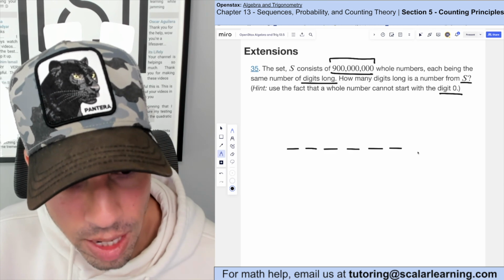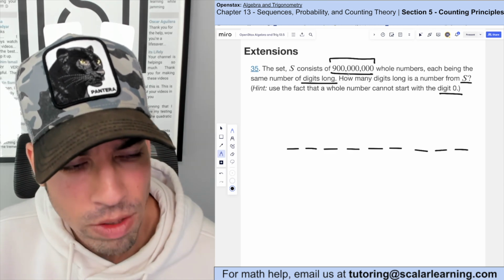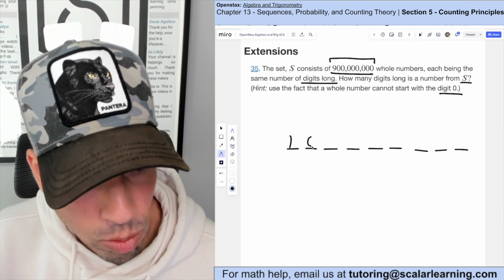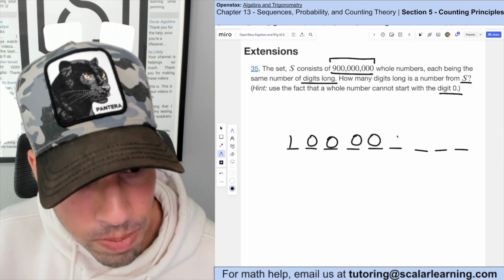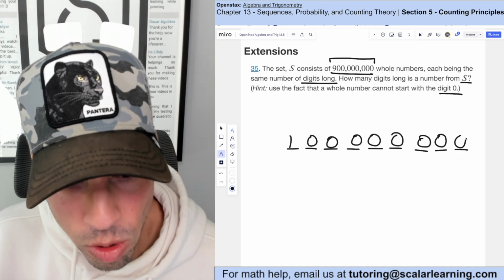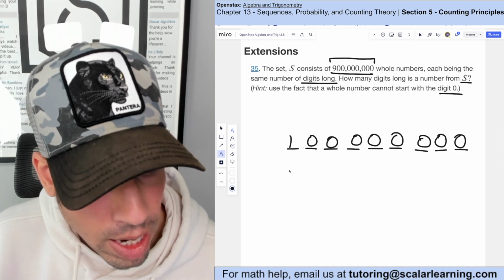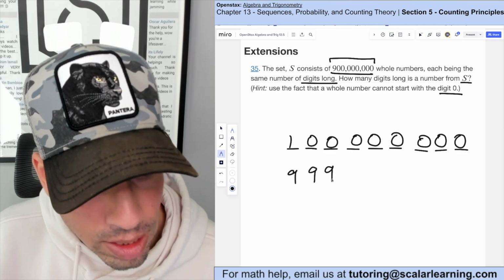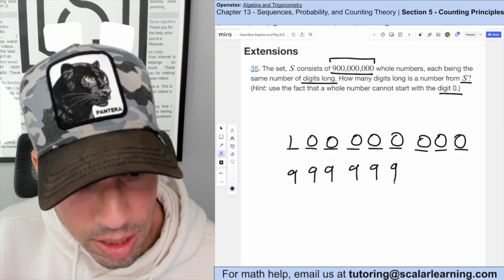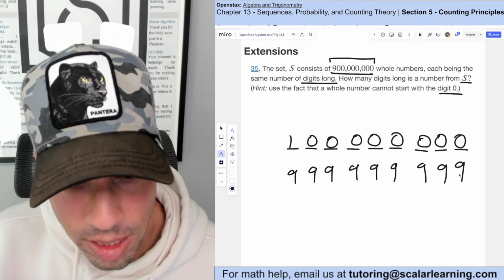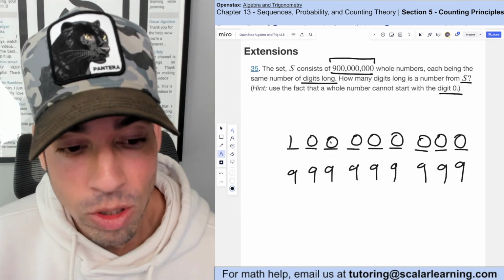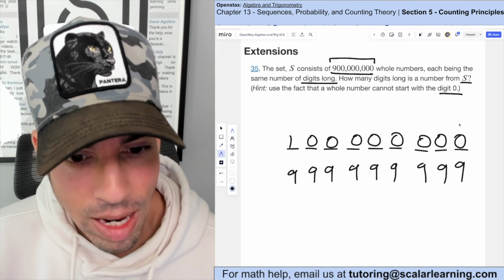If I write out 9 slots here, think about the smallest value with a 9-digit number that I can get, which is 100 million. Okay, so this would be on the small end. What about on the large end? We'd have 999,999,999. Now let's think about what are all the numbers that are in between in this set, right?